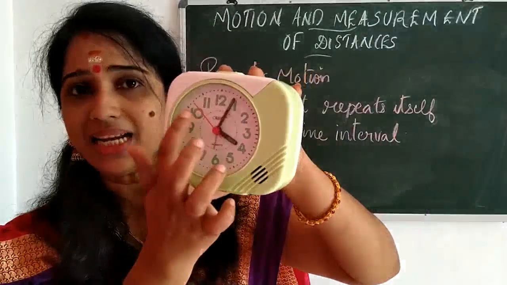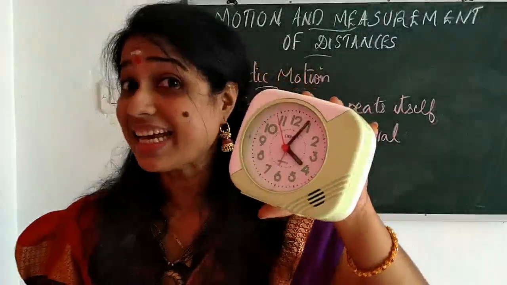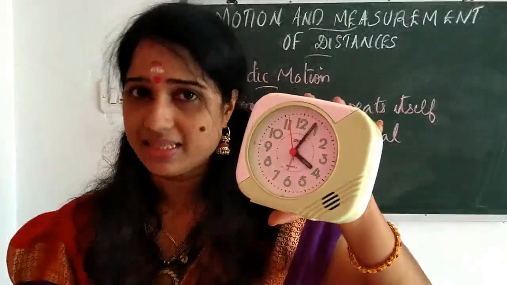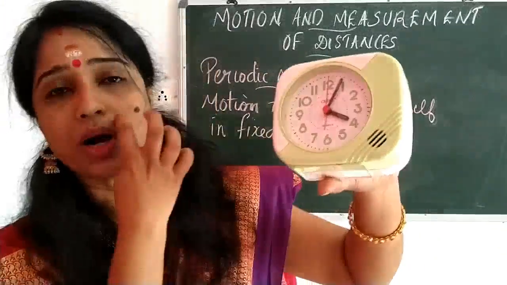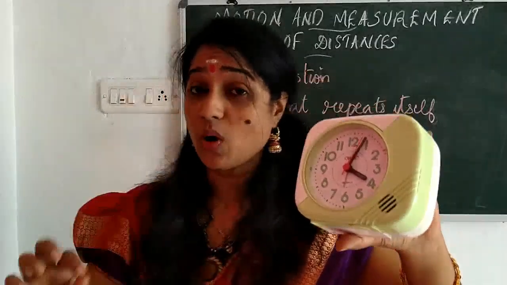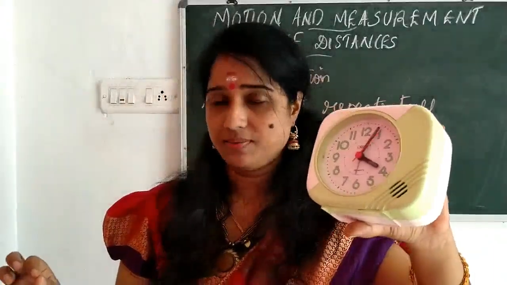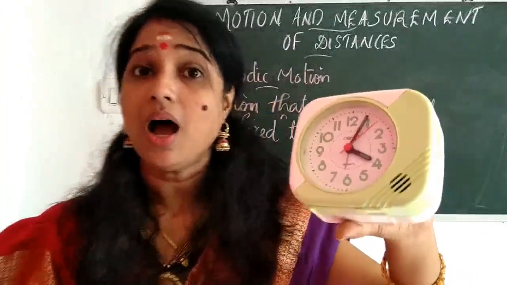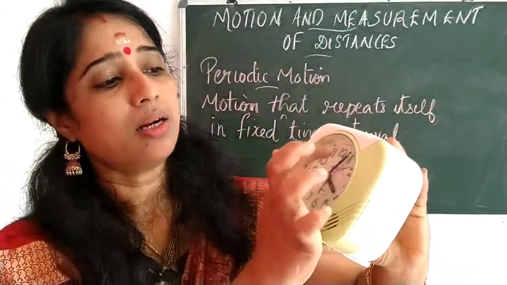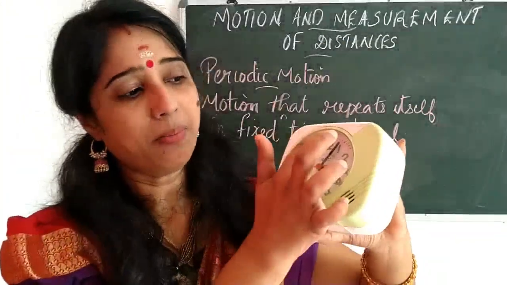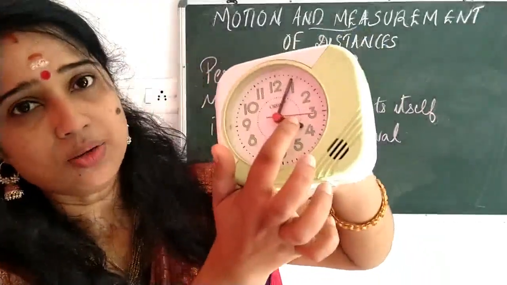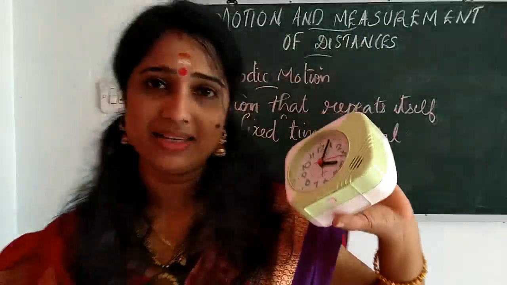The needle that is always moving is the second hand, isn't it? It shows the seconds. The smallest one is the hour hand, and the largest one is the minute hand. This is the minute hand, this is the hour hand, and this is the second hand.